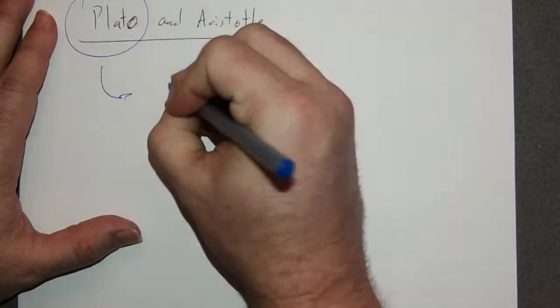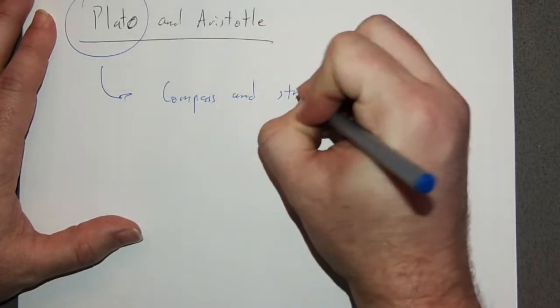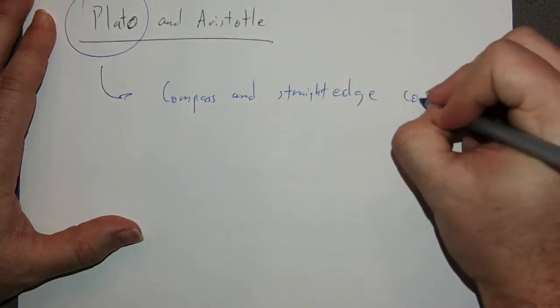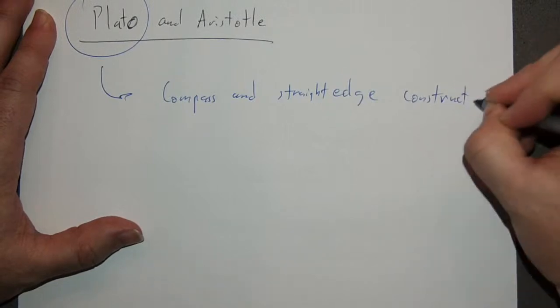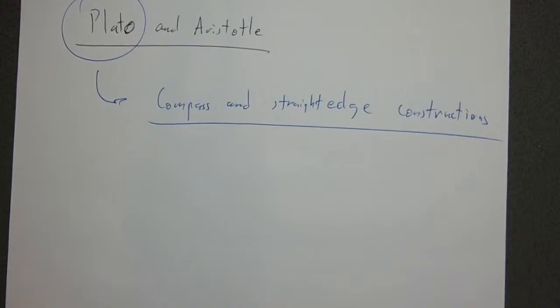So anyway, the thing I want to focus on is, as I mentioned, Plato's main contribution, which was the insistence on compass and straightedge constructions. If we take Plato's insistence as the rules of the game, then what am I allowed to do?